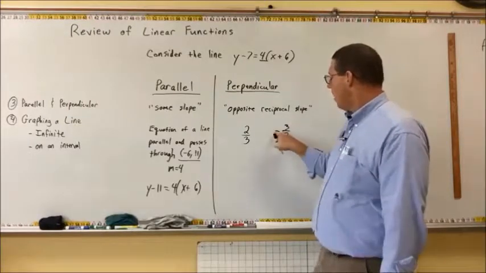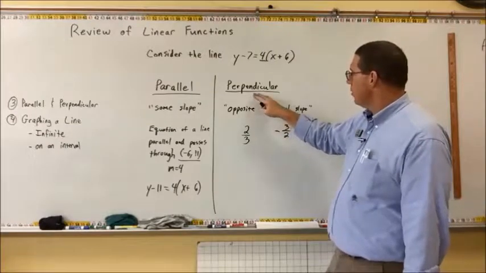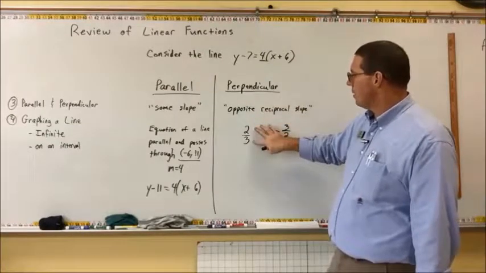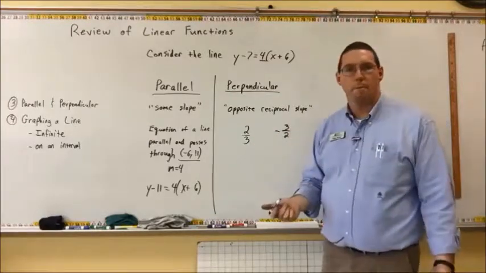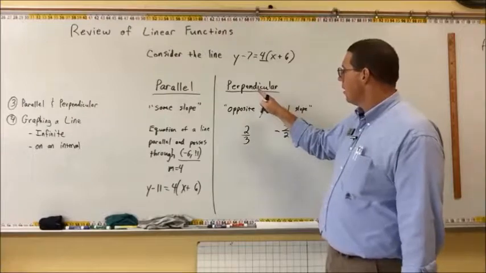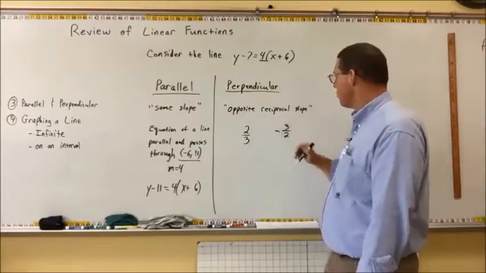So, opposite reciprocal: the slope of the line that's perpendicular to the line that has a slope of 2/3 has a slope of -3/2. Okay, that would be a line that is perpendicular. So, opposite reciprocal slope.